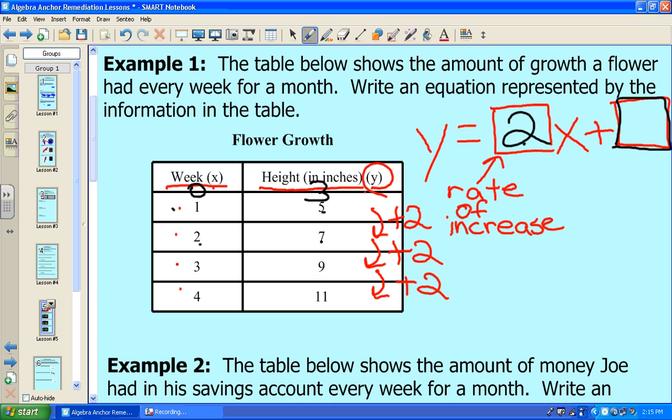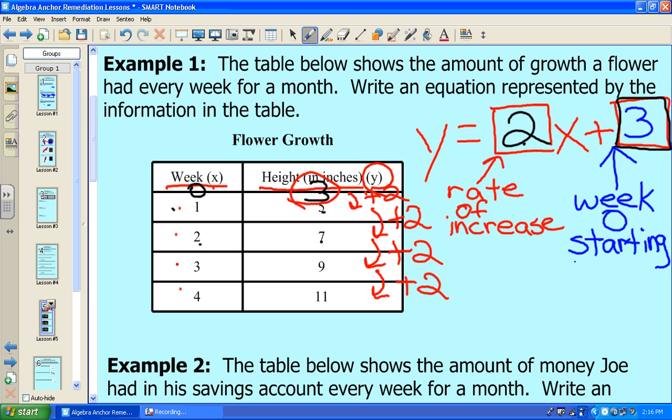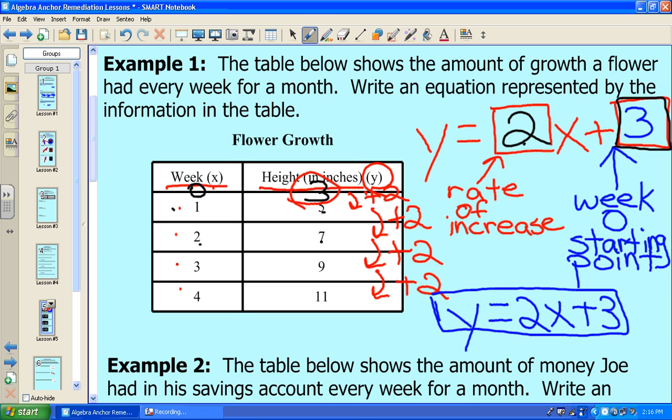Every week it increases by 2, so if you're going back a week, you subtract 2. At 0 weeks, it was 3 inches tall. At week 1, it was 5 inches tall. Whatever height the plant is at week 0 is the number that you put in that box. That's the starting height, or the starting point, of the plant. Once you figure out those two numbers, you have your equation. So your answer for the equation is y equals 2x plus 3. That's what you want to put for your answer. That's as far as you have to go.